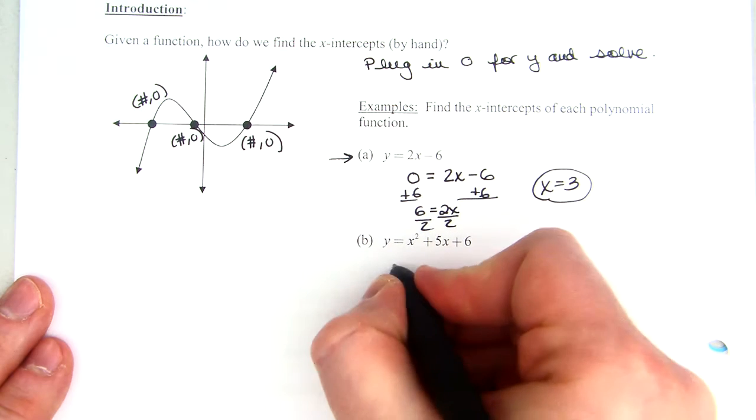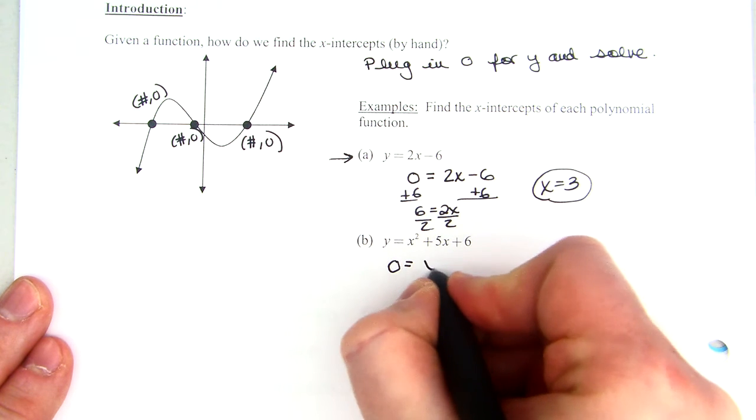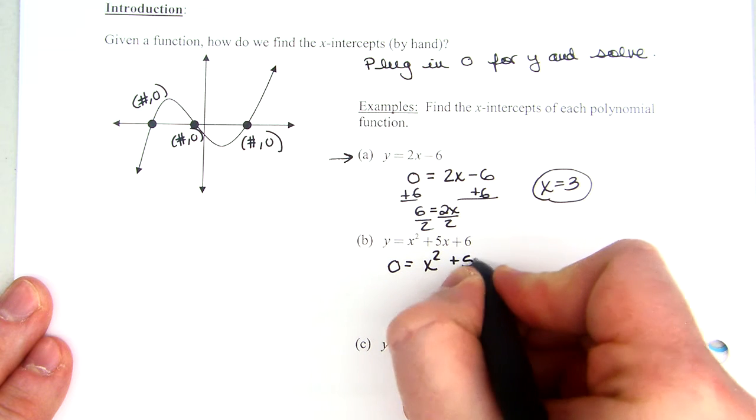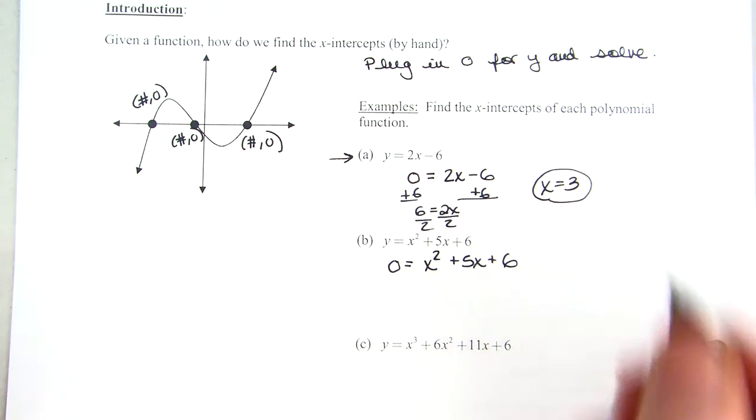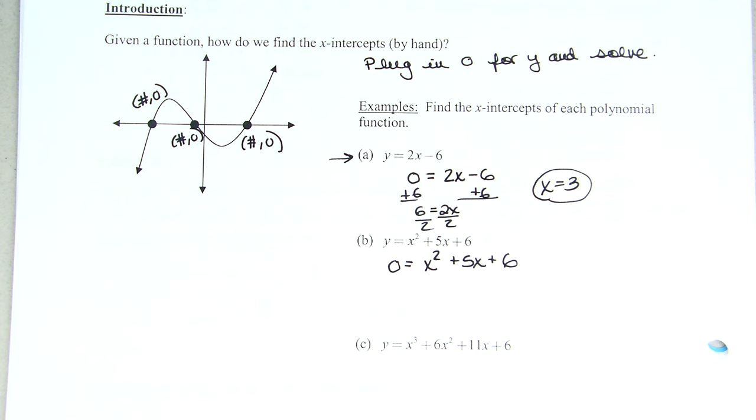In letter B, we're going to plug in 0 for y, and we're going to get 0 equals x squared plus 5x plus 6. Oh my goodness, what do you know? It's a quadratic equation. I think it's a factorable quadratic equation, so if it was me, I would factor that thing, then set the 2 parts equal to 0. Please go do this and tell me what the 2 x-intercepts are.